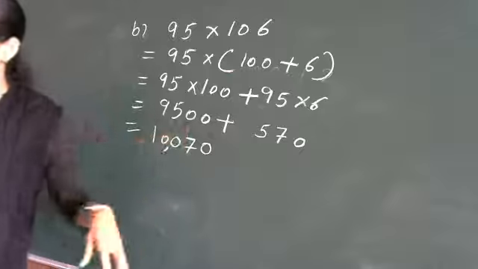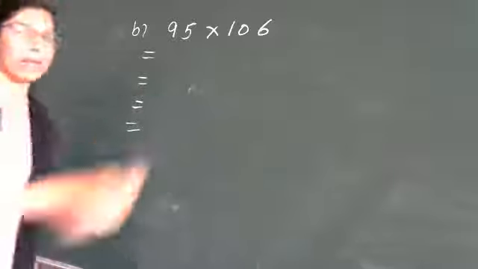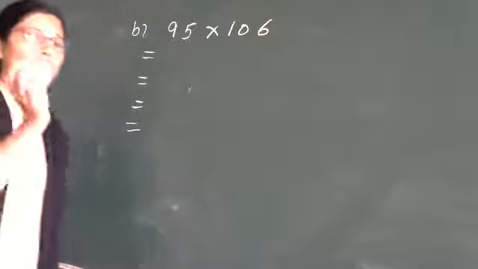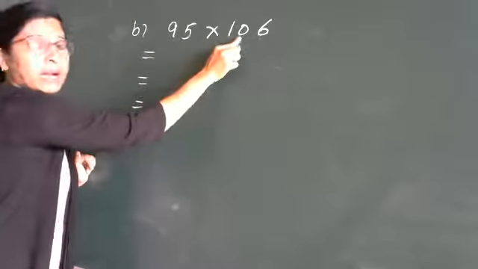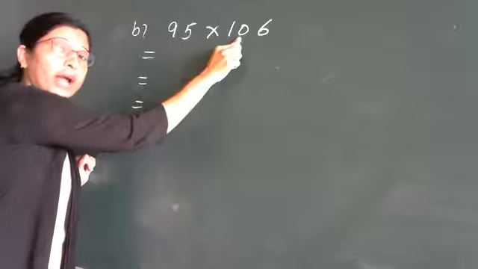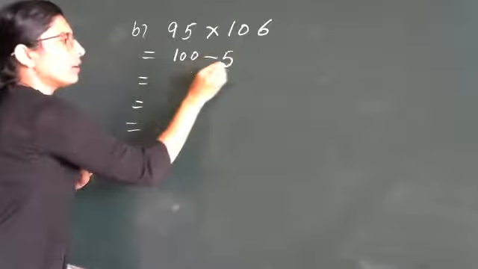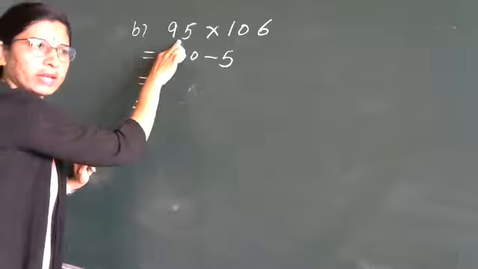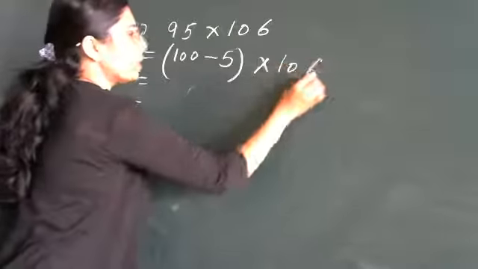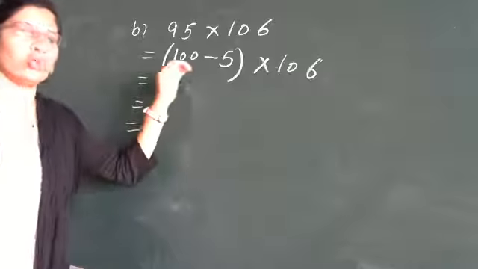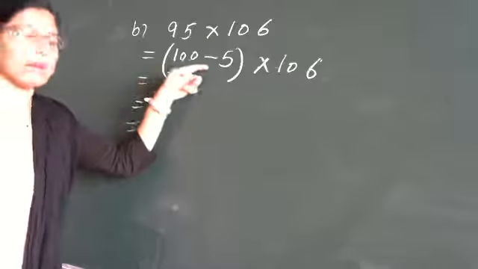Subtraction also same. You can use here subtraction method also. I'll tell you same example with subtraction. Multiplication over subtraction. See what we can do here. 100 plus 6 we were doing for addition. We can do subtraction. 100 minus 5, 100 minus 5 is 95. Yes? Multiply with 106. Same method we can use, distributive over subtraction also. 95 we can write as 100 minus 5.